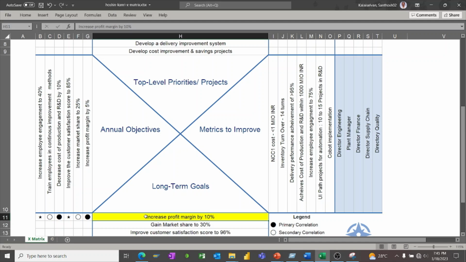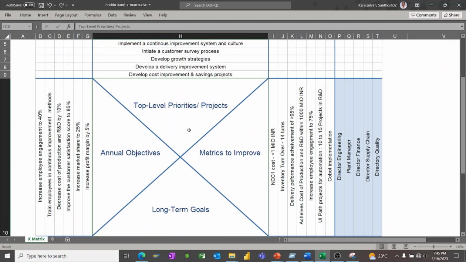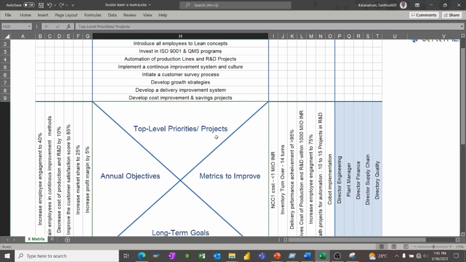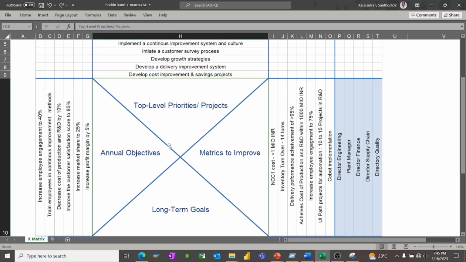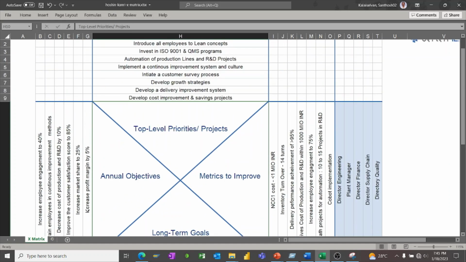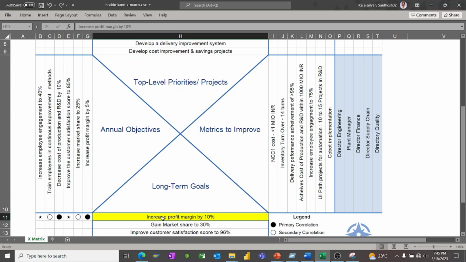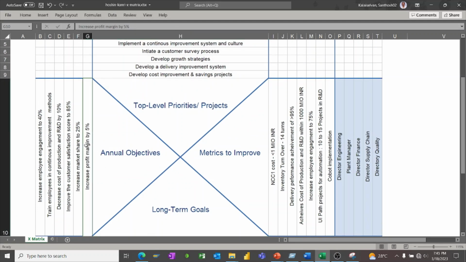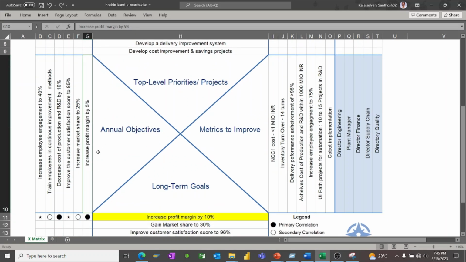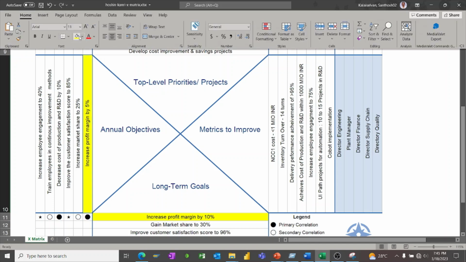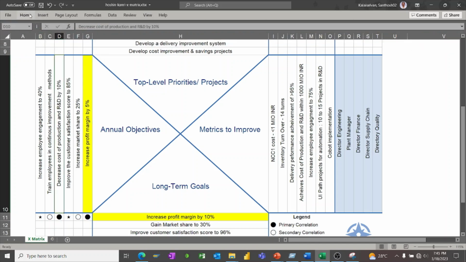Okay, now let's see, for the increase in the profit margin by 10%, what top level priorities or projects have to be done. Okay, as I already put in this correlation, you can see here. Now we shall do it for only one long-term goal, that is increase profit margin by 10%. So the primary correlations for increase profit margin by 10%, I will highlight in yellow color. These are the primary correlations.